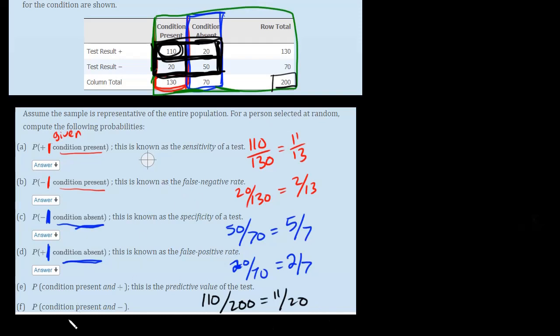All right, lastly, condition present and negative. How many meet that criteria? Looks like condition present, so that we're right here, and then negative is here. So I see 20 people in that box. Okay, so 20 out of how many people are in the total study? There's 200 in the total study, so that's 20 over 200, which is the same thing as 2 over 20, which is the same thing as 1 over 10, right, which is 0.1 or 10%.